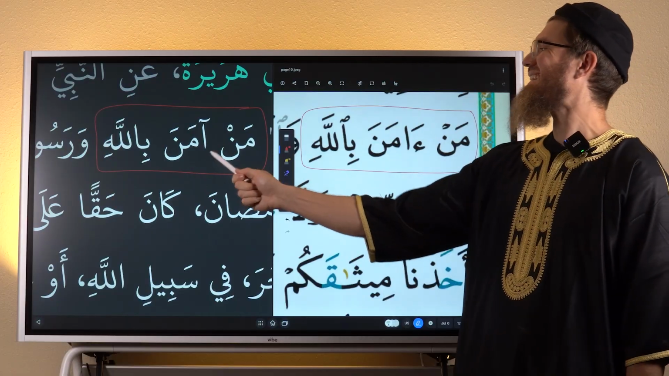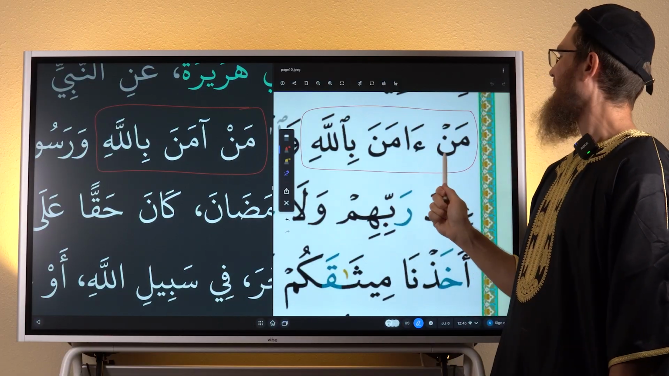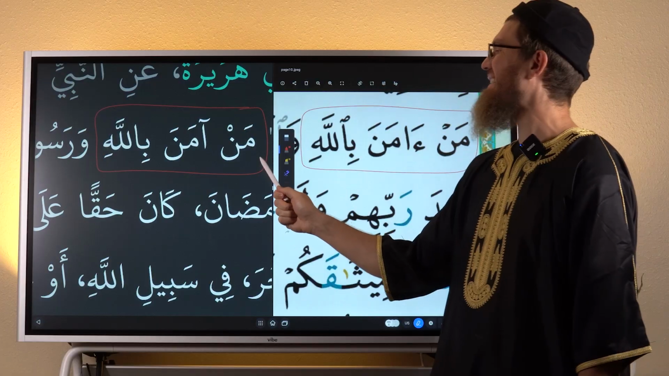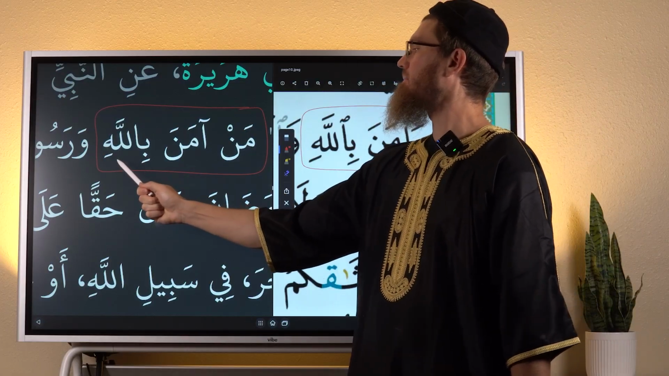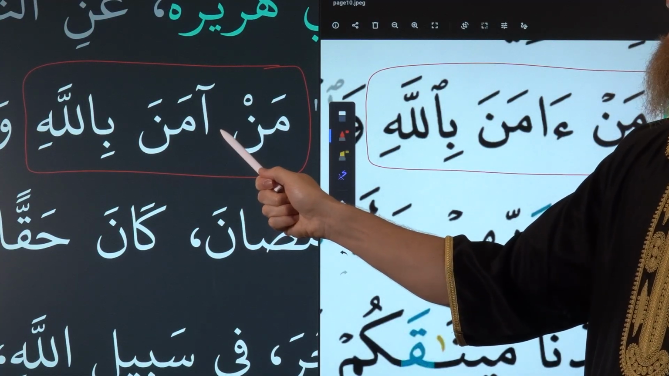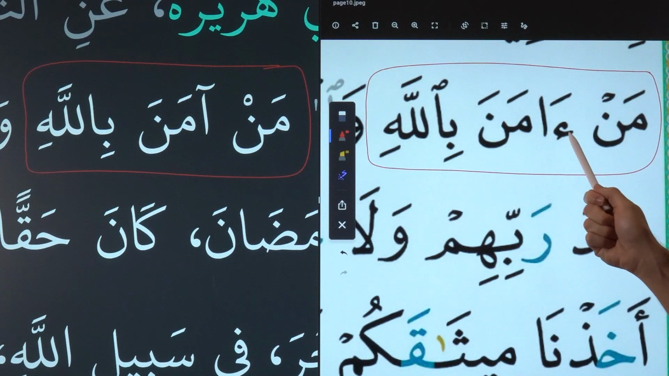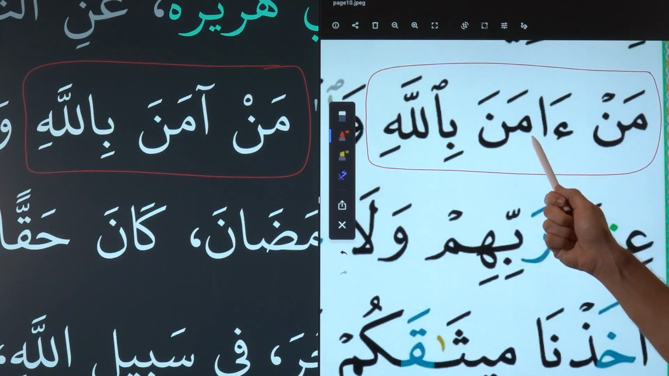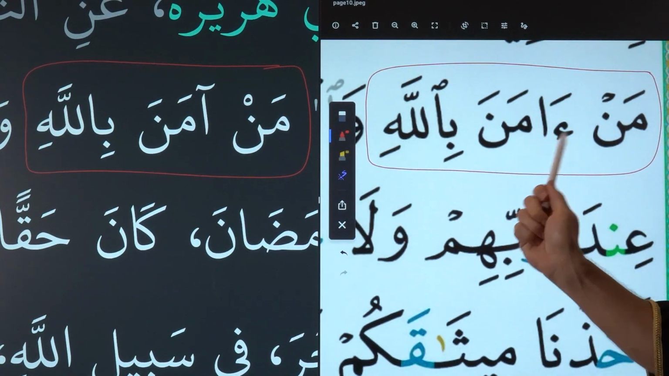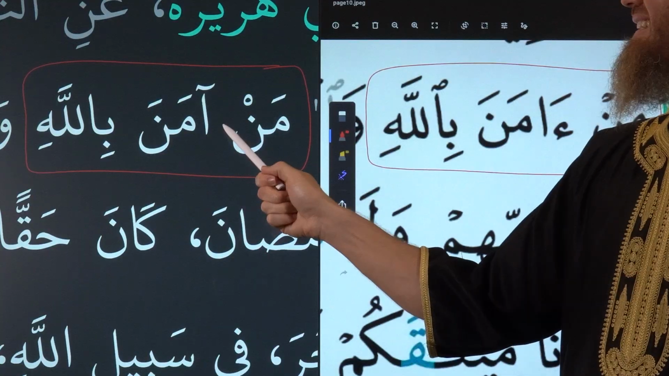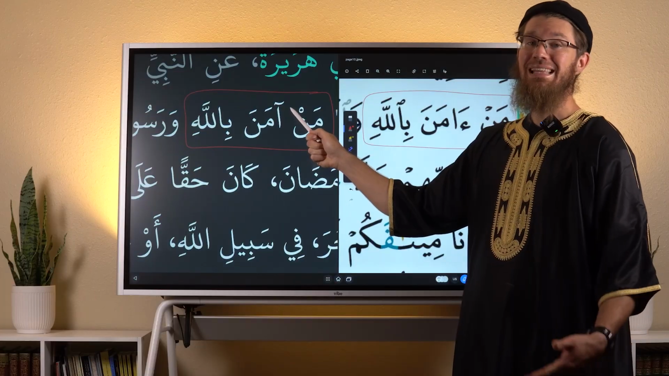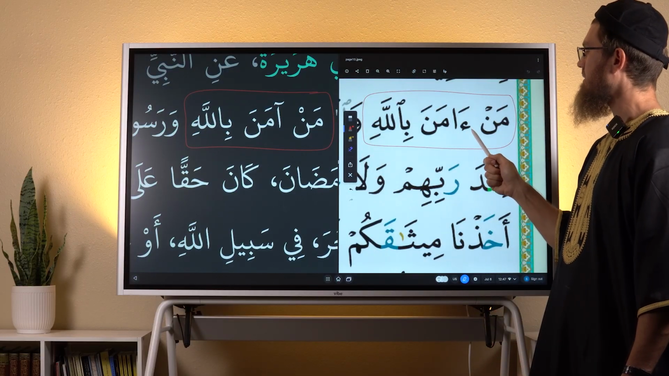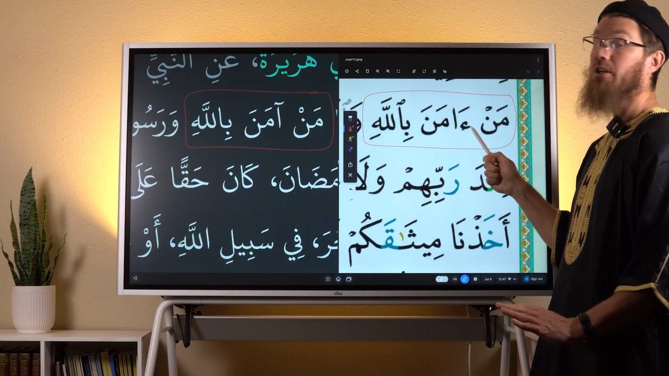Now both of these say the exact same thing. Here in the Quran it says, Man amana billah. And here in the Hadith it says, Man amana billah. However, in the Hadith, we see an Alif Madda, but in the Quran we see a Hamza with a Fatha followed by an Alif. Now again, both of these say the exact same thing. However, typically outside of the Quran, you'll see an Alif Madda representing the Hamza with a Fatha followed by an Alif. Whereas in the Quran, you'll see the Hamza with a Fatha followed by an Alif literally written out.